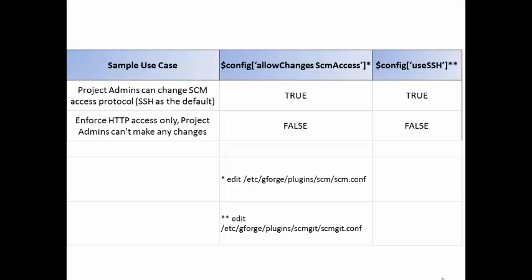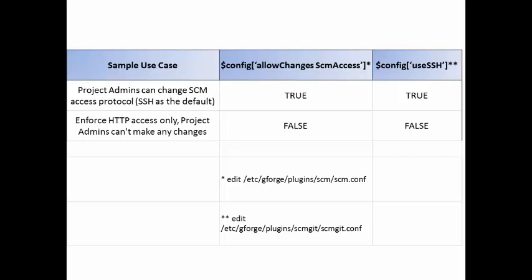In the second scenario, let's say that we want to enforce HTTP access only for all projects, and we do not want project admins to be able to change this. So we need to set the allow changes SCM access value to false. This will prevent project admins from changing between SSH and HTTP. We also will need to set the use SSH value to false as well. Setting this value to false will select HTTP for all projects.